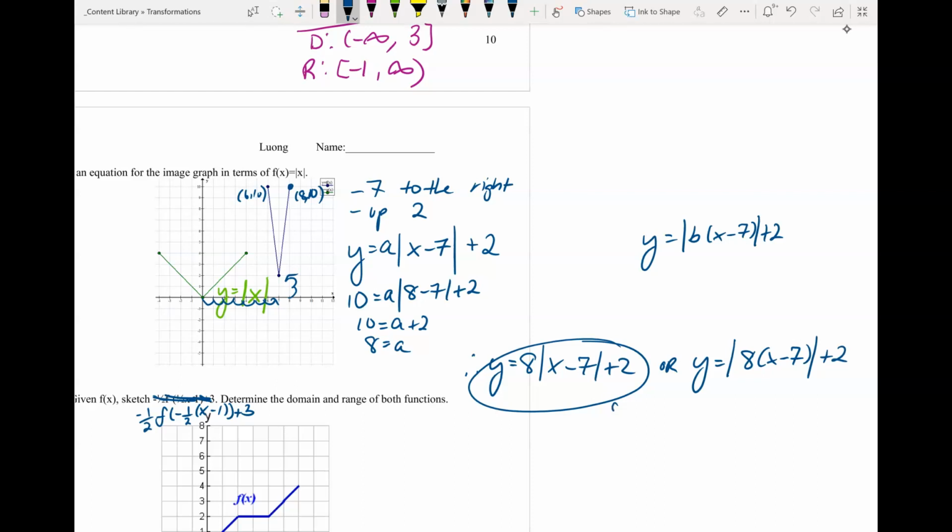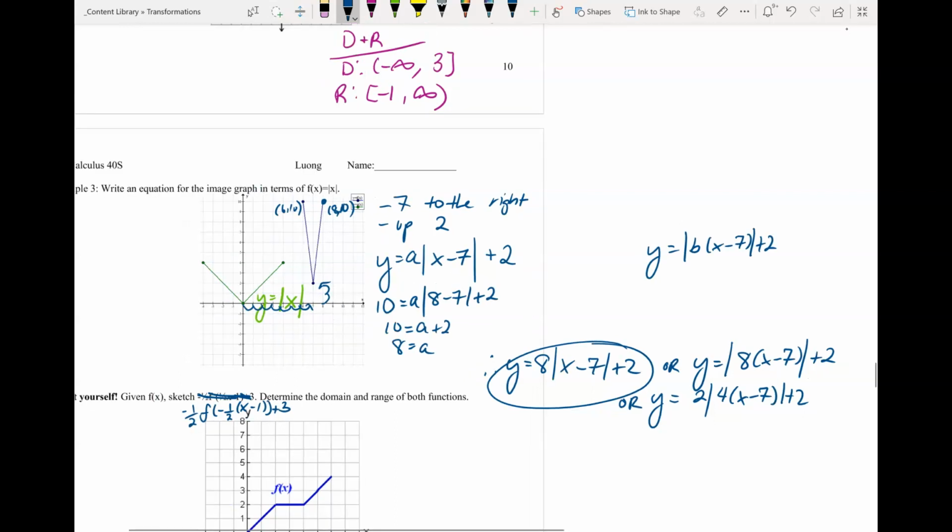And if you went really fancy, you could also find another one which has a vertical stretch and a horizontal stretch. And this would have been another one that got you the same graph. So any of these 3 answers are acceptable.